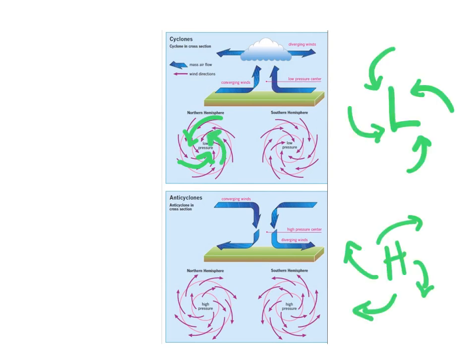With a high pressure system, the air moves down and out. Once again, because we have the Coriolis effect, when the air goes down and it goes out, it actually spirals out on the ground, and it spirals outward in a clockwise direction.